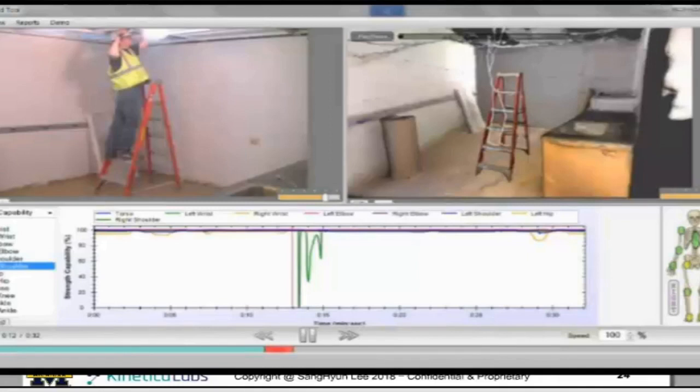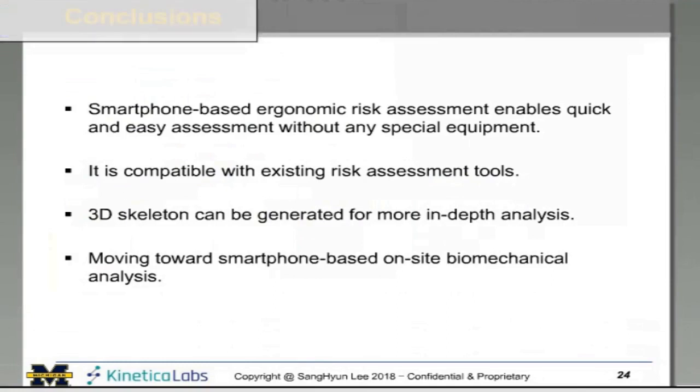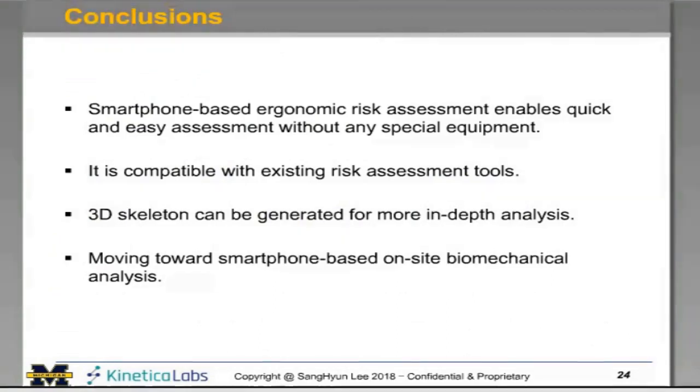So let me draw conclusions. Smartphone-based or vision-based ergonomic risk assessment enables quick and easy assessment without any special equipment, and it is compatible with the existing risk assessment tools. Also, I would like to make sure that at this time we are really targeting risk screening purposes. And a 3D skeleton can also be generated for more in-depth analysis. I think it can offer more opportunities for sophisticated analysis in ergonomics.